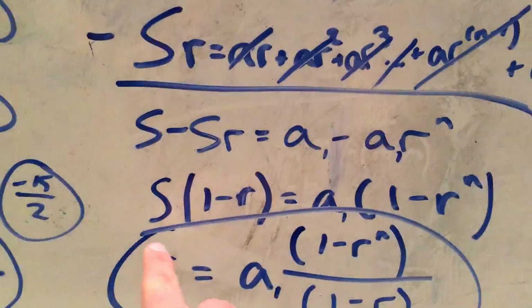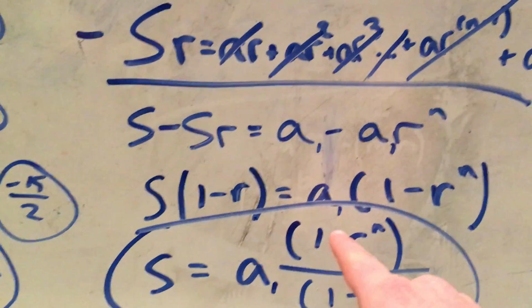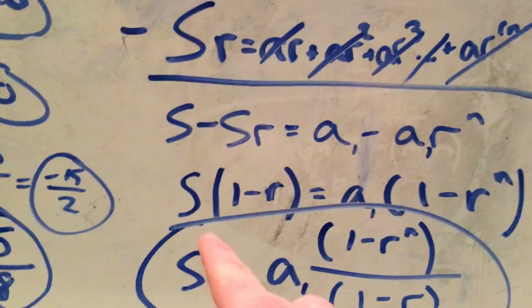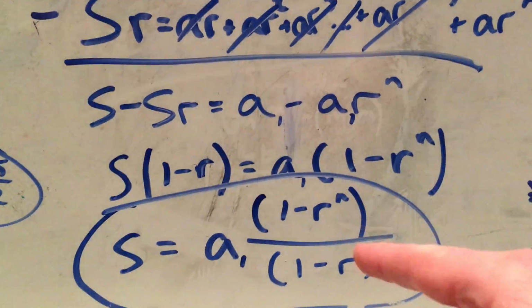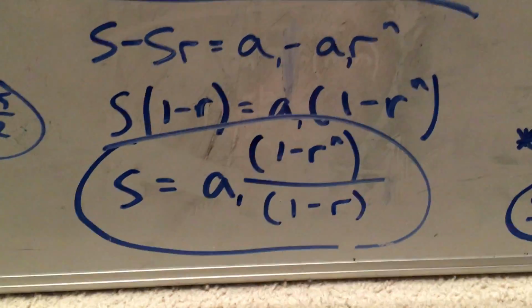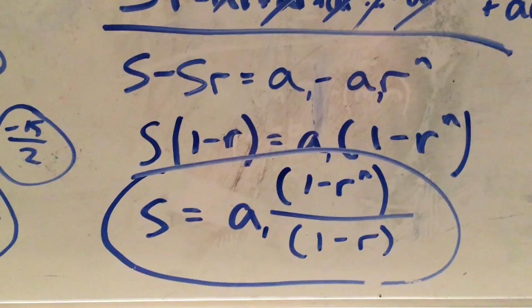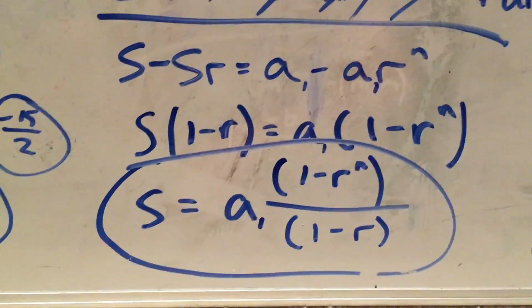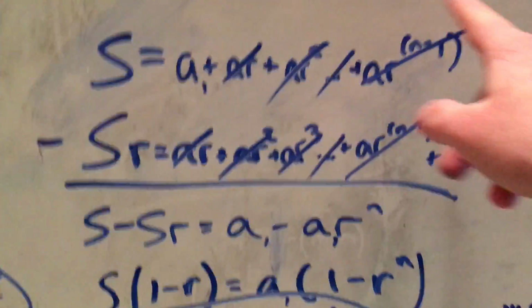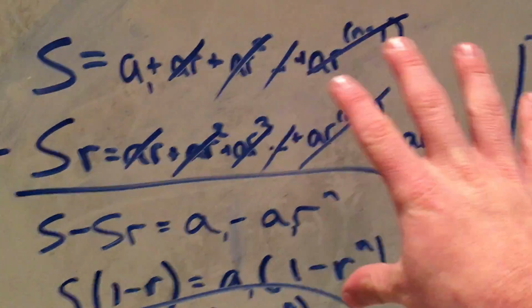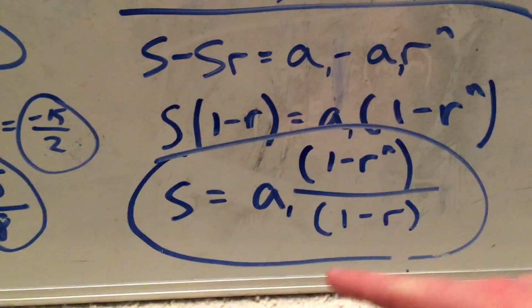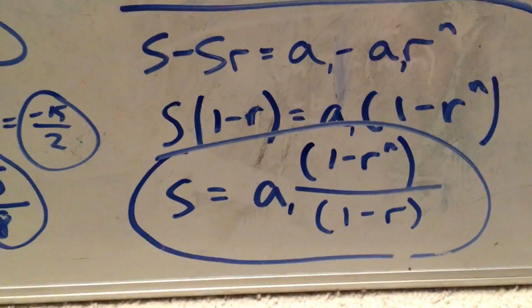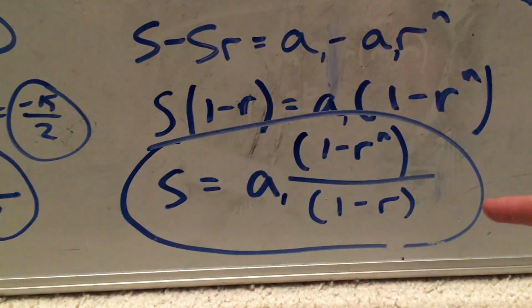Then we can factor out an s from this side and the starting value, or a, from this side. That gives us s times 1 minus r equals the starting value times 1 minus r to the power of n. So then we divide by 1 minus r, giving us the sum of the series forever, as this shows us here, because this goes on forever. S equals the starting value times 1 minus r to the power of n over 1 minus r.